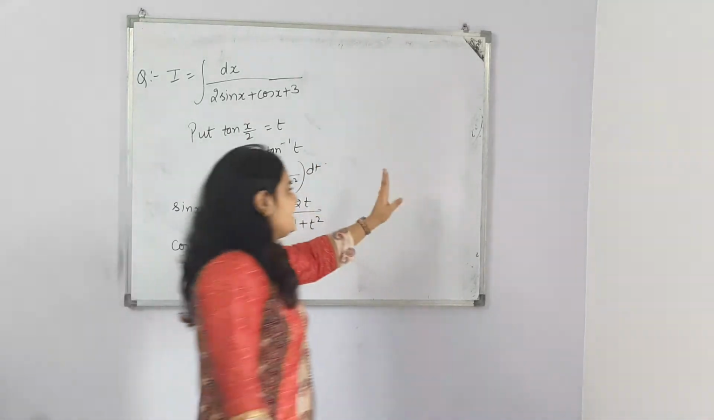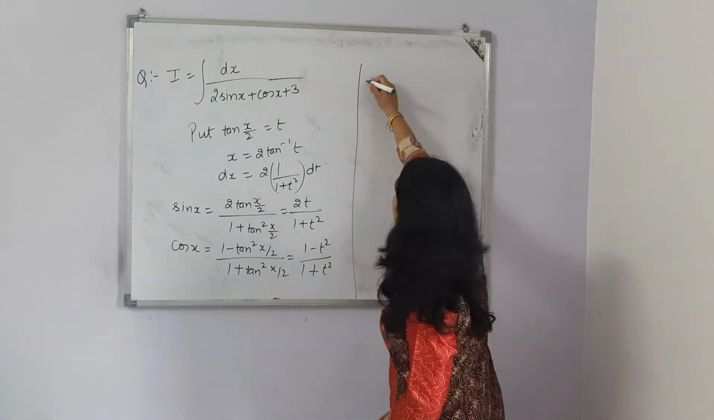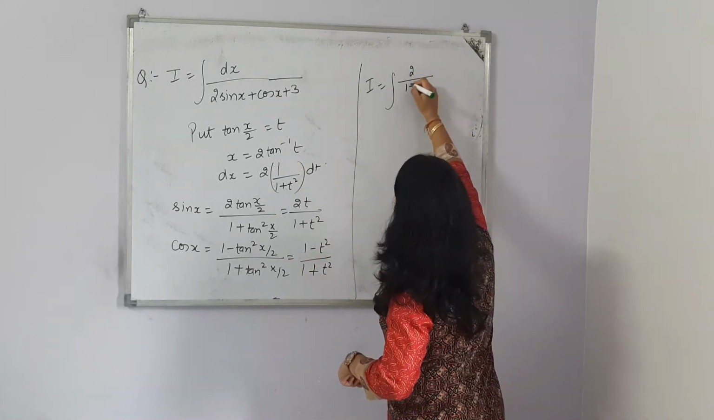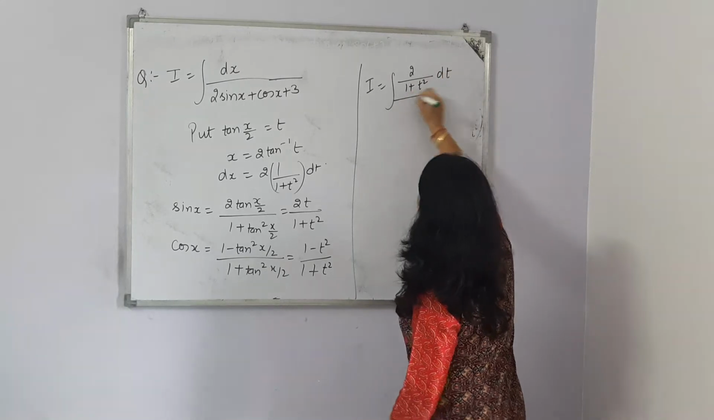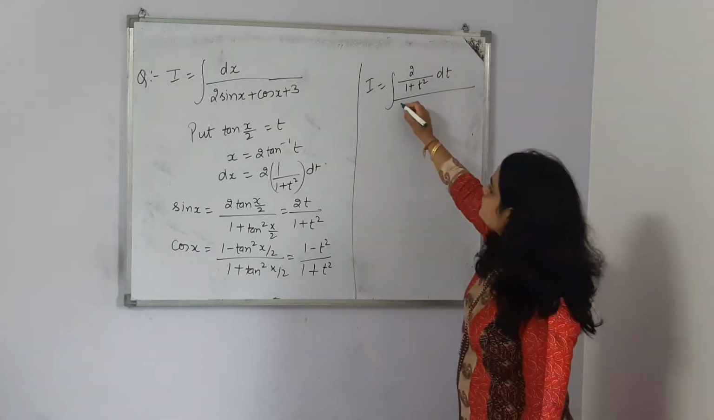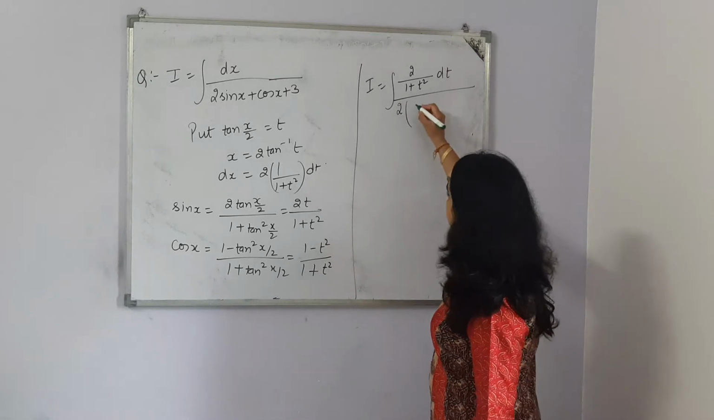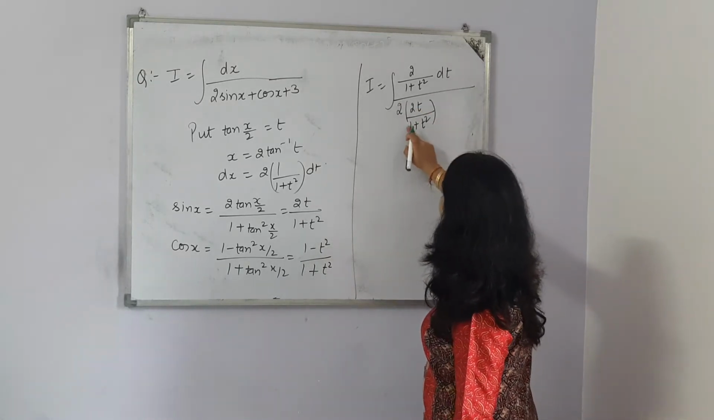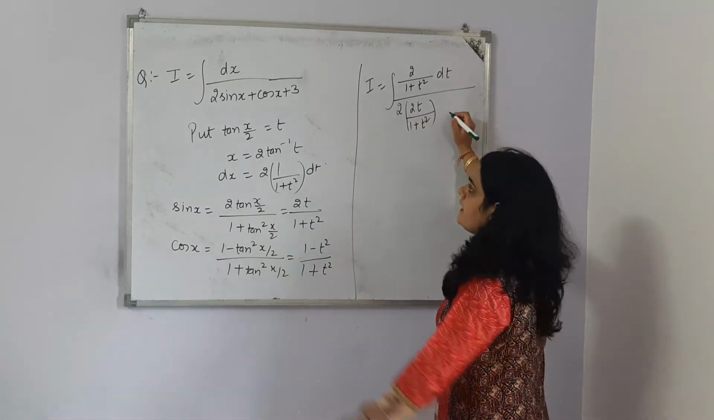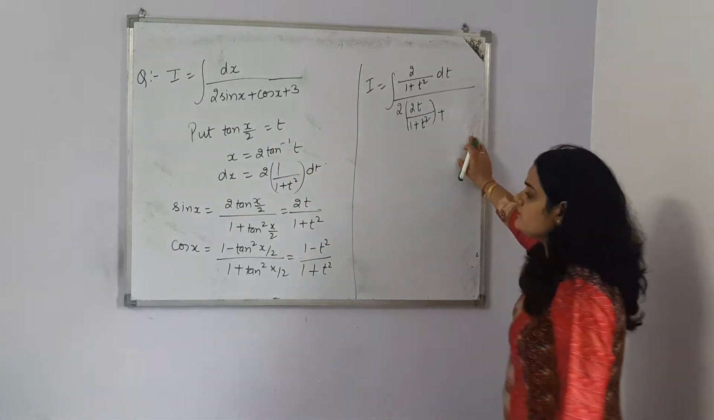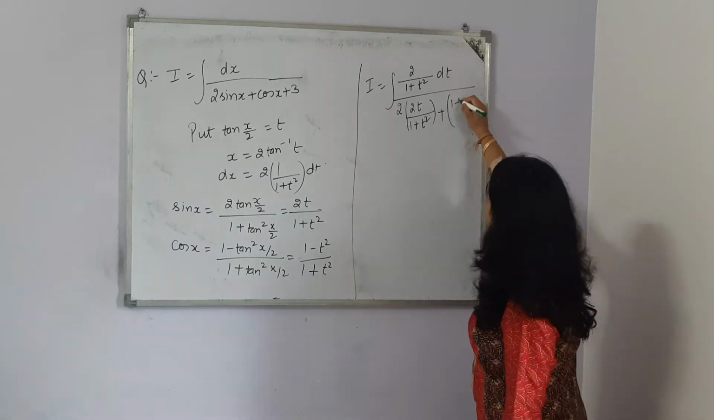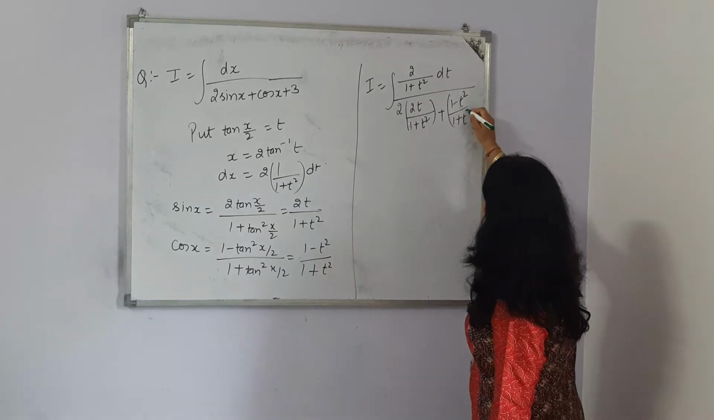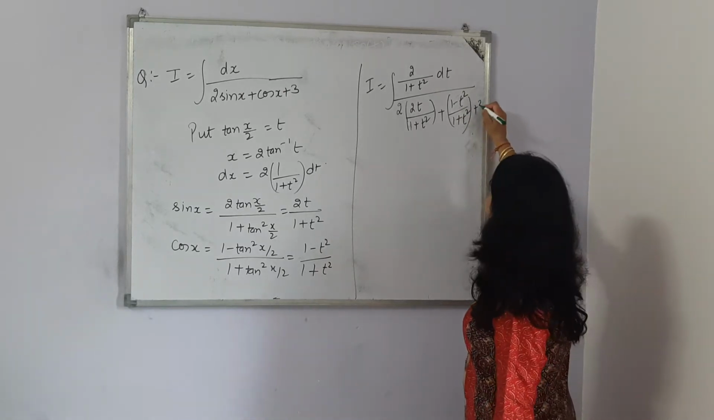Now we have each and everything. Now we'll do the substitution. I is equal to, in place of dx we'll substitute 2 upon 1 plus t square dt whole upon 2 sin x. What is sin x? Sin x is 2t upon 1 plus t square, and plus cos x. What is cos x? Cos x is 1 minus t square whole upon 1 plus t square, plus 3.